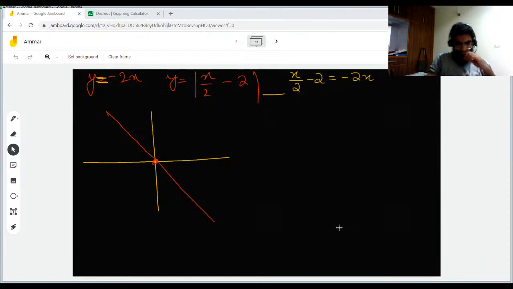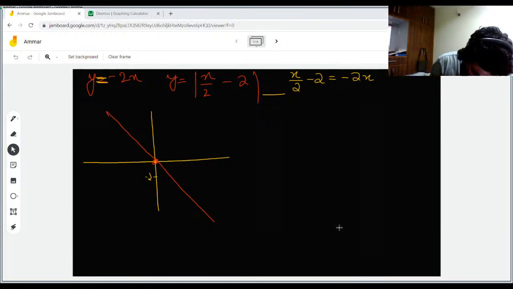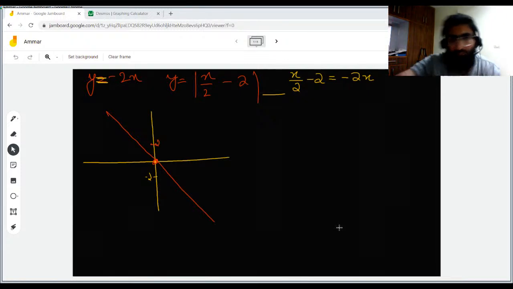Let's do the other one. We have got y is equal to mod half x minus 2. So minus 2 is the intercept over here, and then half x. So we know it's mod, so it would become positive 2. And then what's the other thing? And the other thing is 2 by 2.